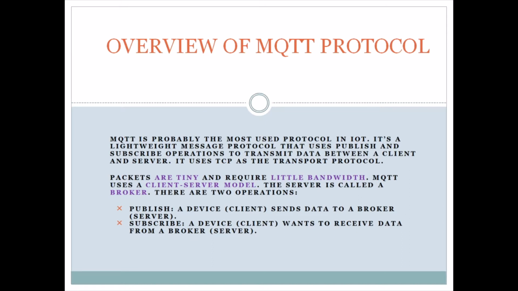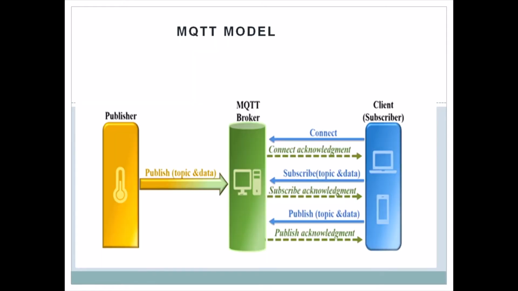So MQTT uses a client server model. The server in this case is called a broker, and there are two operations in MQTT. The first one is the publish, whereby a device, referred to here as a client, sends data to a broker or the server. And then the subscriber is the device that wants to receive data from the broker. So it means to communicate with the MQTT protocol, you have to publish and subscribe at the same time.